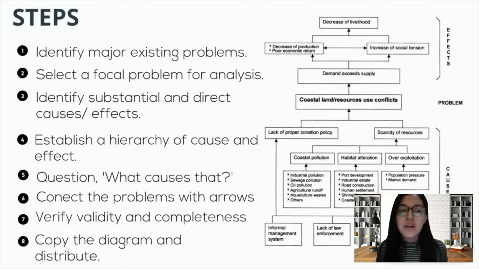And then after that, we use the hierarchy of cause and effect. And then you can start questioning yourself, what causes that problem? Then you can use arrows to connect those problems. After that, you can verify the validity and completeness of the problem tree, checking that you have covered all the problems that your activities can involve. And finally, you can copy the diagram and distribute it among your project co-workers.